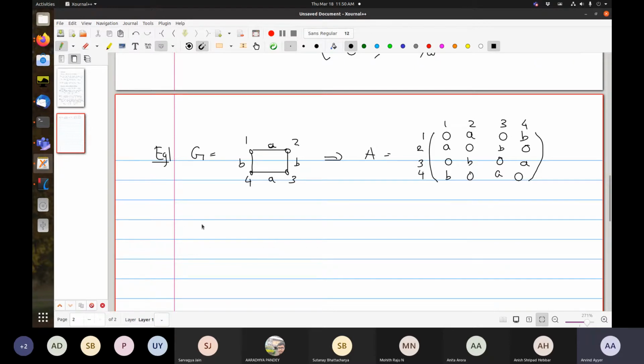Okay, so then let us fix an orientation. So let me choose O so that i goes to j if i is less than j. So the orientation is from smaller to larger.